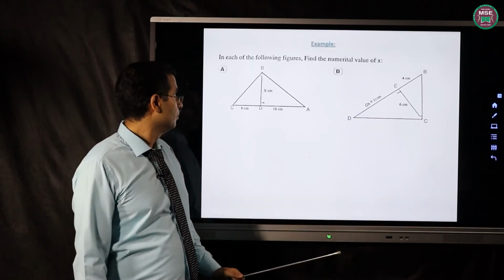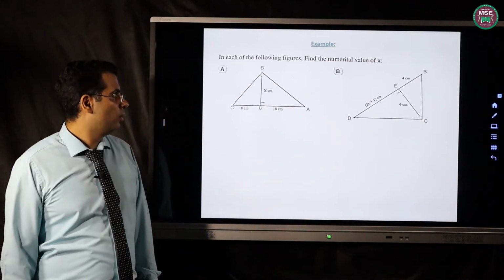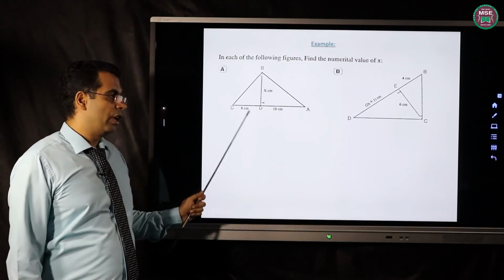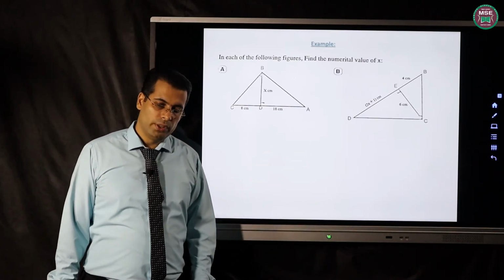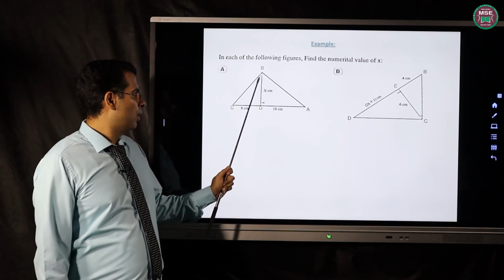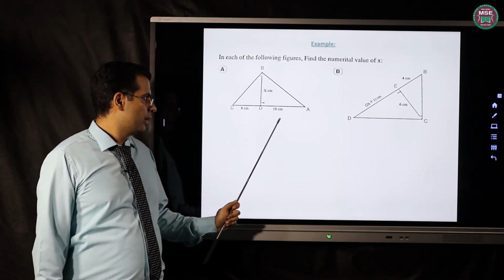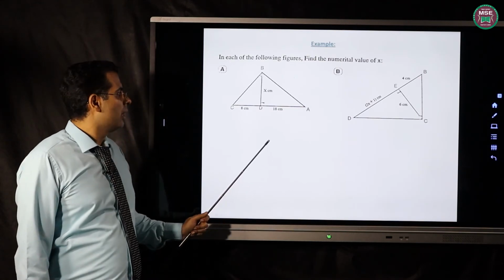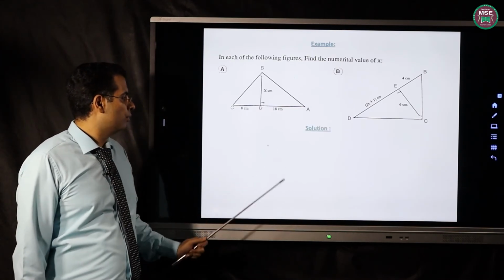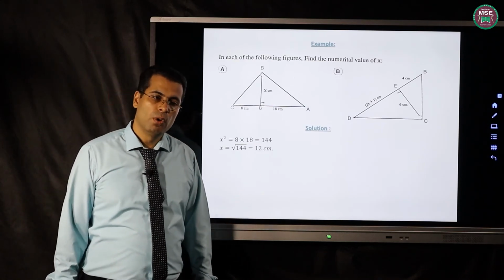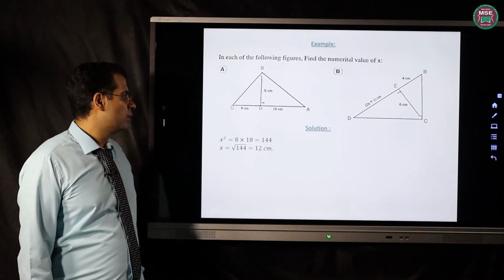Another example. In each of the following figures, find x. Okay, we have a right angle triangle and the altitude. Then we can use Euclid's theorem. Here, DB squared equals DC times DA. Therefore, x squared equals 8 times 18 equals 144. Therefore, x equals the positive root of 144, which equals 12.